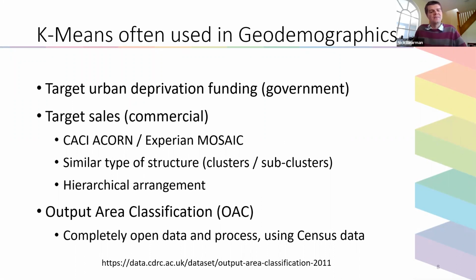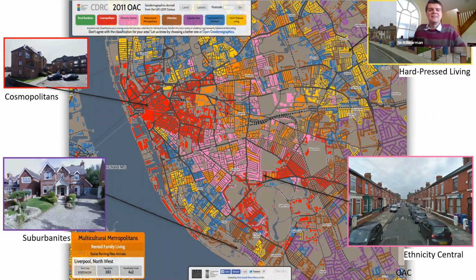More recently, we have the development of the output area classification using the 2011 census. This was one of the first open geodemographic classifications, so it's a completely open process. There are journal papers about how it was put together, and all the data was census data. This is what the classification looks like. We have it on the CDRC site, and we have these 8 top level groups. They all have names, like cosmopolitans, suburbanites, hard-pressed living or ethnicity central. This is an example from Liverpool, and you can see we have different regions where the different clusters tend to occur.